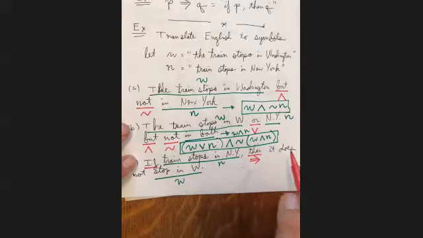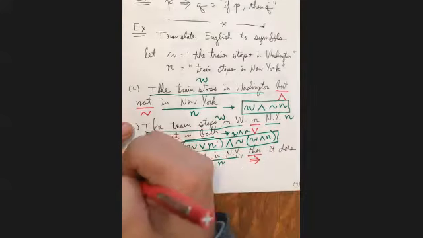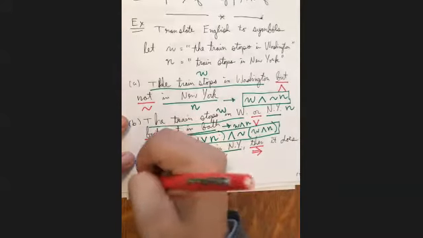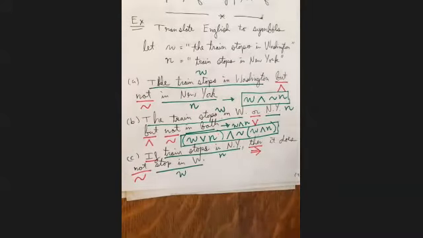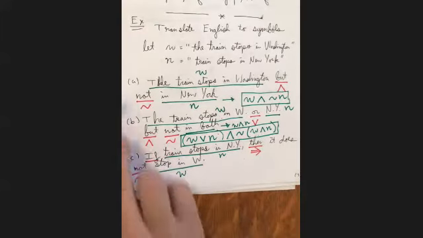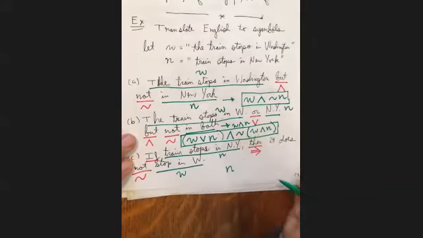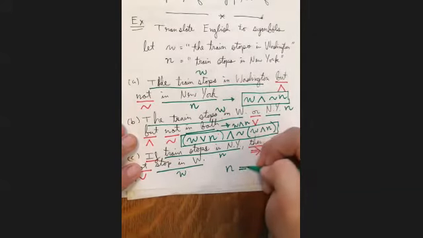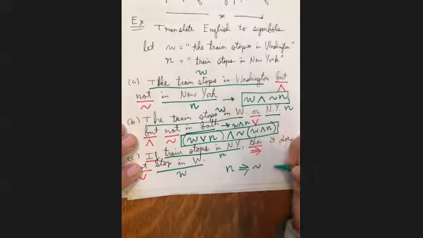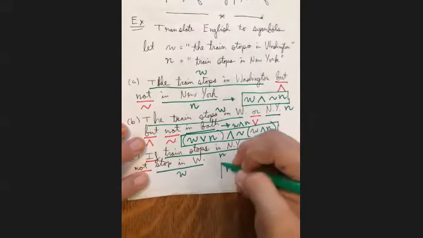And then finally, it does not. So not, I'll just focus on the not. We know not is a tilde. What is the not? What are we negating here? We're negating stop in W, so not W. So what do we have? If N, then not W. So if N, then not W.